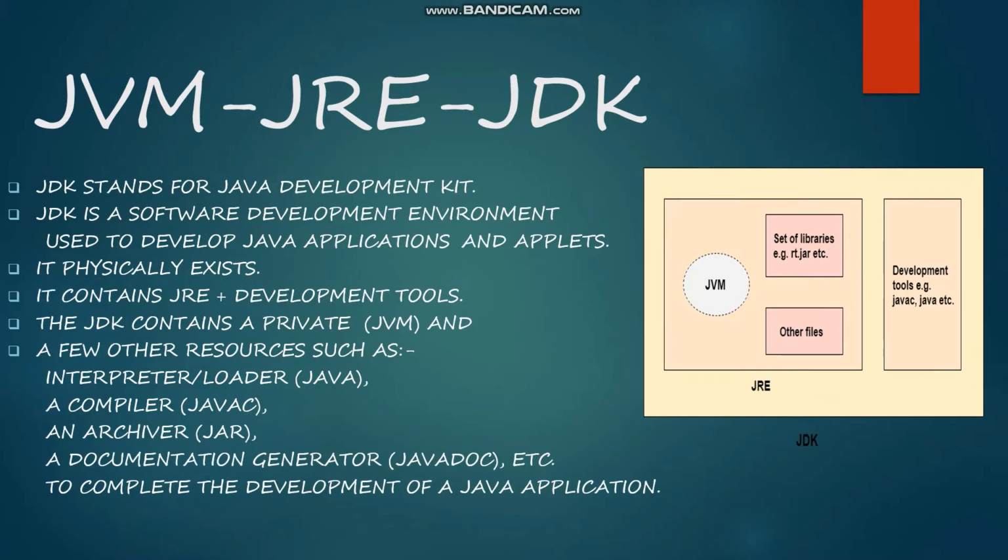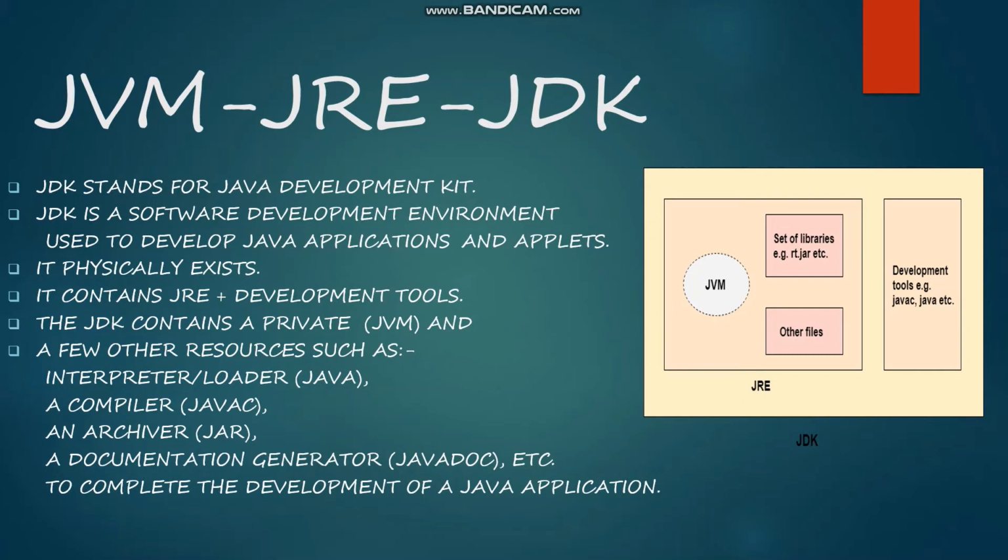Next we are going to study about the JDK. So JDK stands for Java Development Kit. It is a software development environment used to develop Java applications. Why is it known as a software development environment? Because it contains all other files which are required by the JVM. Like JDK contains JRE plus extra tools like the Java compiler and all other extra files which are needed by the JRE. So it physically exists.